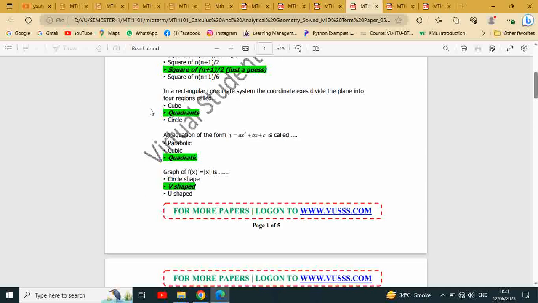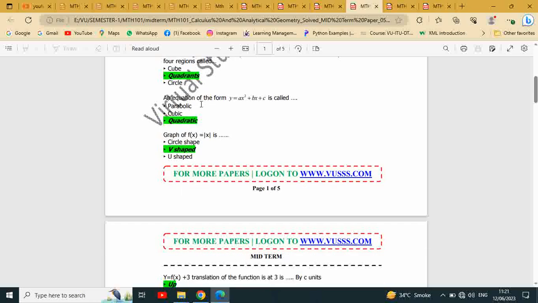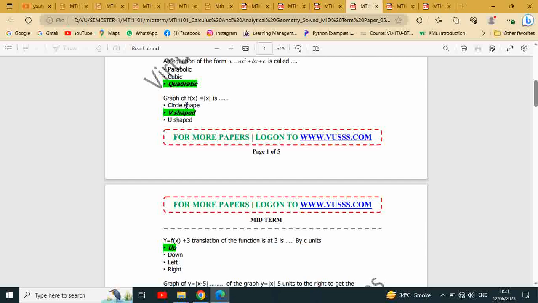In a rectangular coordinate system, the coordinate axes divide the plane into 4 regions called quadrants. An equation of the form y is equal to x square plus bx plus c is called a quadratic equation. The graph of f of x is equal to modulus of x is V-shaped.